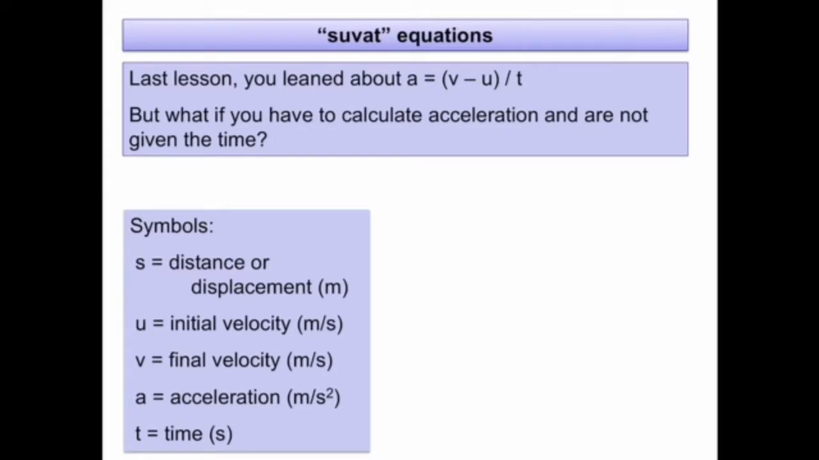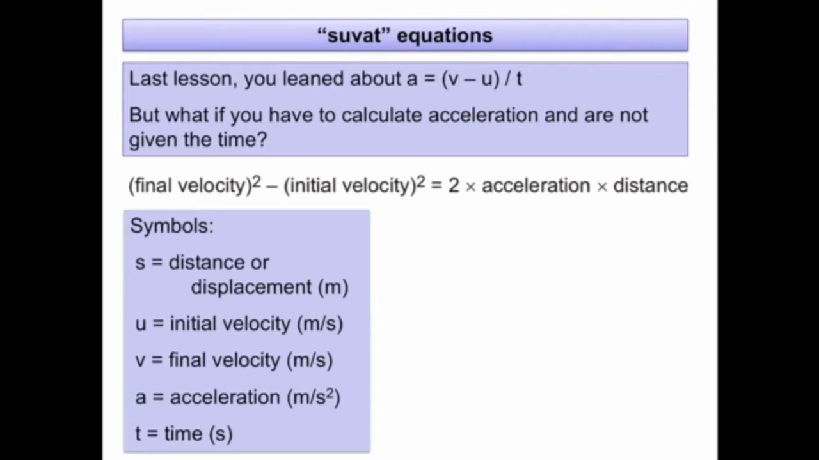So we've already done one equation for acceleration, but what if you're not given the time? Well, there's another equation. The final velocity squared minus the initial velocity squared equals 2 times acceleration times distance. Now, I don't know about you, but I find it quite difficult to write that out longhand all on one line. That is one big equation. So instead, I prefer to use the symbol version. V squared minus u squared equals 2as.